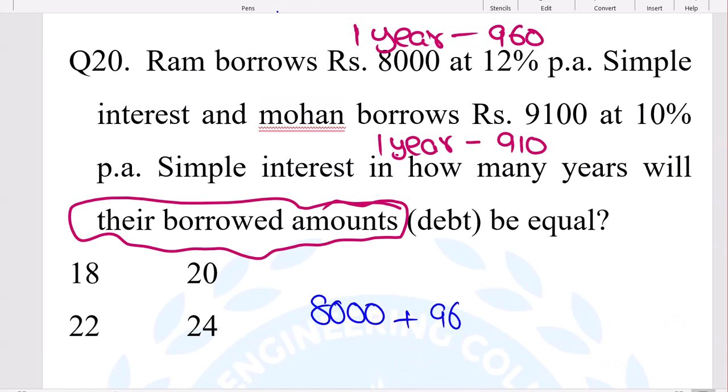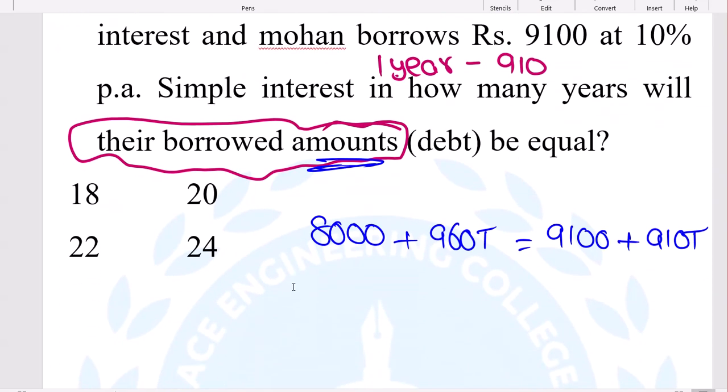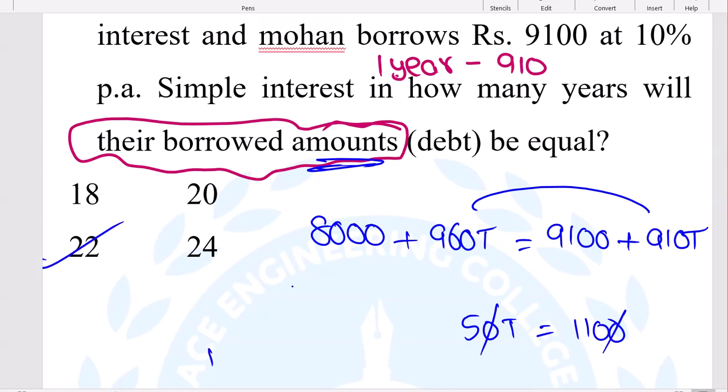It's simple, like 8,000 plus 960t, for 1 year 960, for how many years I am putting it as t. Whereas this is 9,100 plus 910t. Amount means principal plus interest. When they mention amount, principal plus interest should come into the picture. Here they use the word amount. So then what is simple interest? See, this concept question can be done using the compound interest concept also. That's why they are mentioning simple interest, when will it be equal. Now here the difference is 1100. Here the difference is t. So 22 years is your answer.